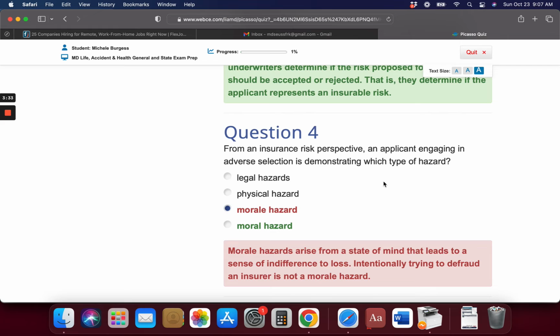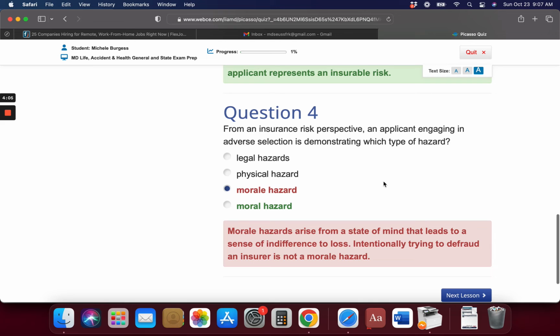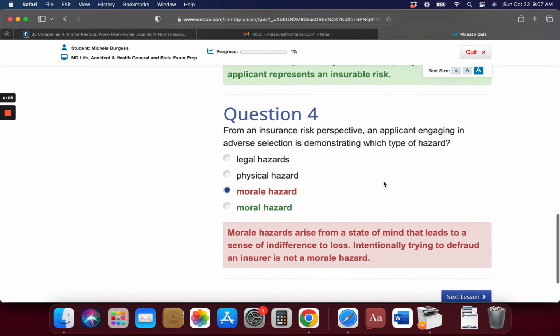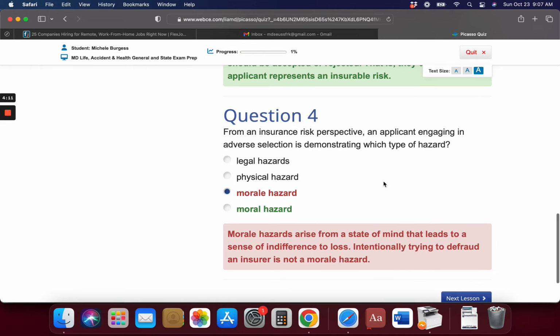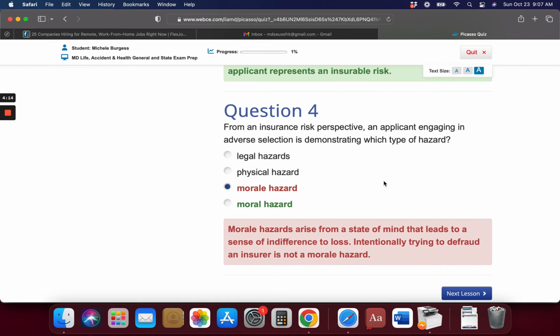All right, so this one was kind of tricky because you can see here that morale and moral are almost the same exact thing. So it should be moral, not morale. Morale arises from a state of mind that leads to a sense of indifference or loss and intentionally trying to defraud. That's morale. Moral, I guess, is engaging in adverse selection and demonstrating moral hazard. Moral is the correct answer, not morale.